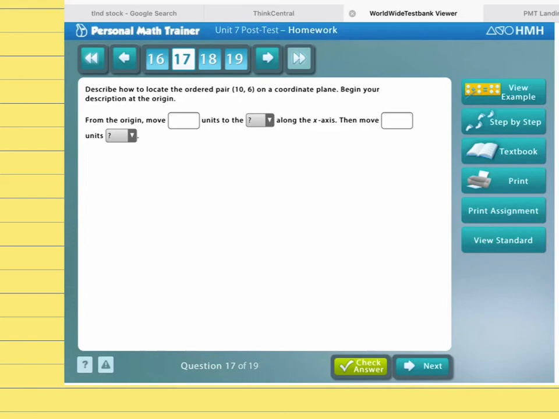All right, we go to question 17. Describe how to locate an ordered pair 10, 6. So first off, start at the origin, and then you move to the right. You're going to go to the right.